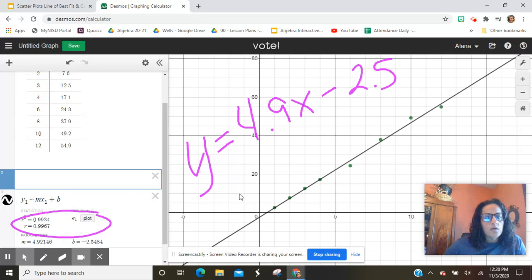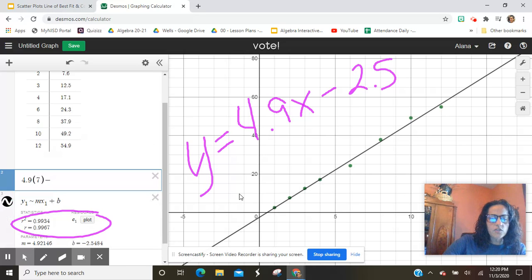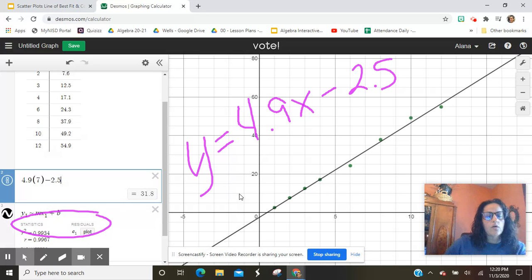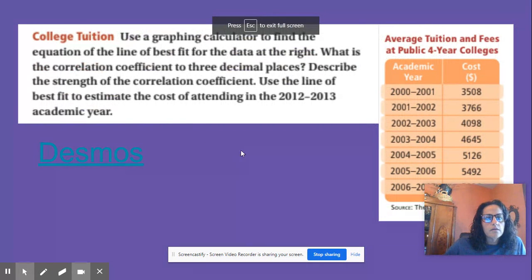for Desmos. So I'm going to do Y equals, actually, we don't even need to do that. We could do 4.9 times 7 minus 2.5. So a 7-month-old panda would weigh 31.8, I guess it's pounds. Kind of cool. All right, let's try another one.